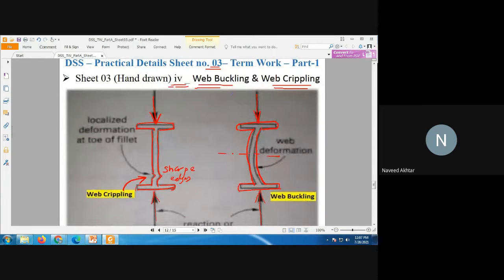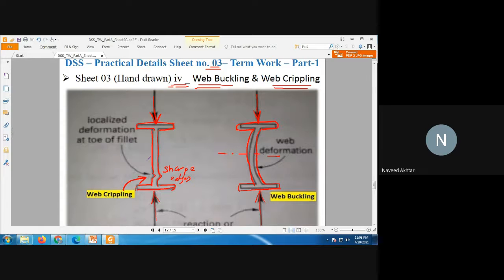So these four figures, what four figures? First one is the lug angle with channel. Second one is the built-up column lacing system, single lacing system and double lacing system. Third one is the built-up column battening system, where horizontal members are attached. And then fourth, web buckling and web crippling, in sheet number 3 of your practical.